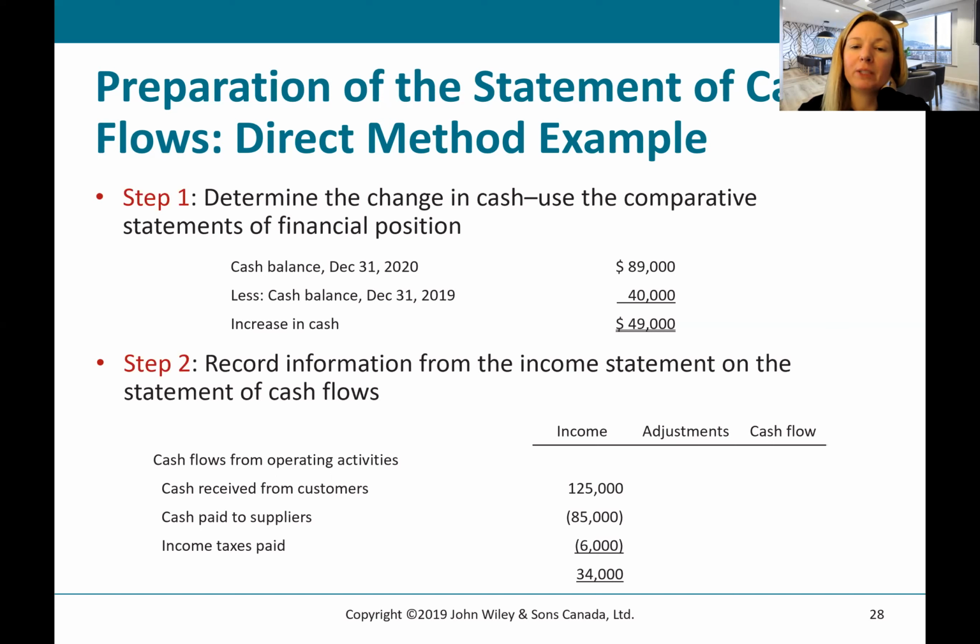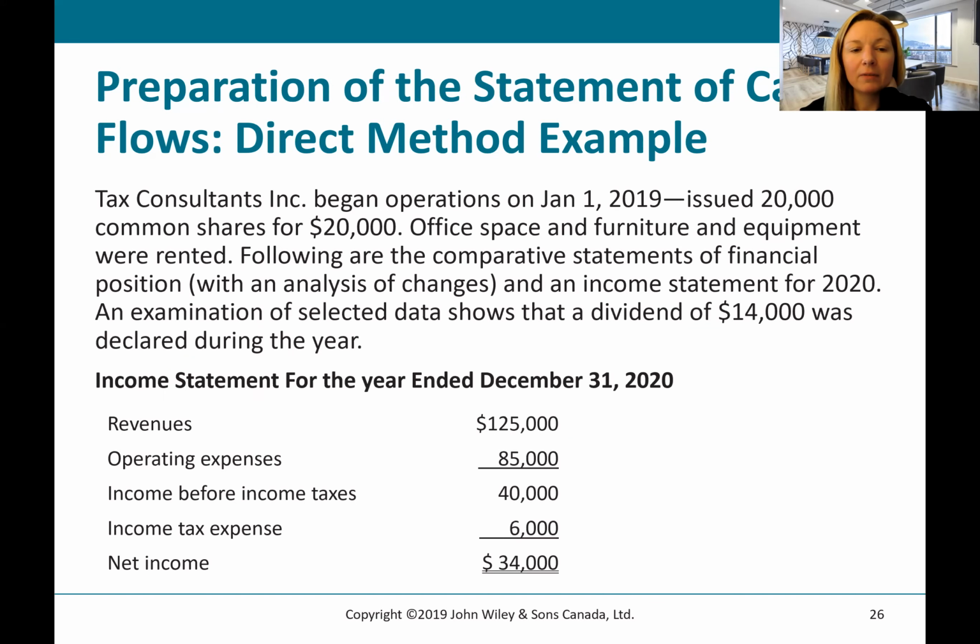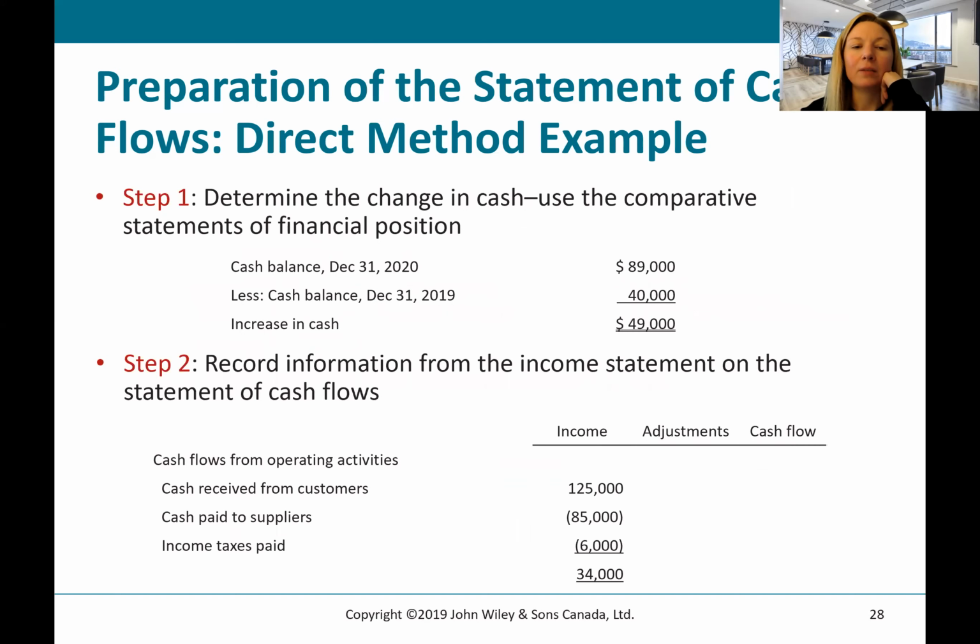Next, we're going to record information from the income statement onto the statement of cash flows. So we're going to have cash received from customers, cash paid to suppliers, and income taxes paid. So if we look back here, we're going to have revenue, operating expenses, and income tax. And we've turned that into cash received from customers, cash paid to suppliers, and income tax paid. So we just turned revenue into cash received from customers.